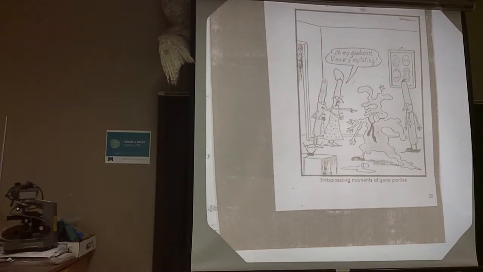Continuing the chapter on basic genetics, embarrassing moments at gene parties. These are, one assumes, representations of chromosomes. Oh my goodness, Vinny's mutating.